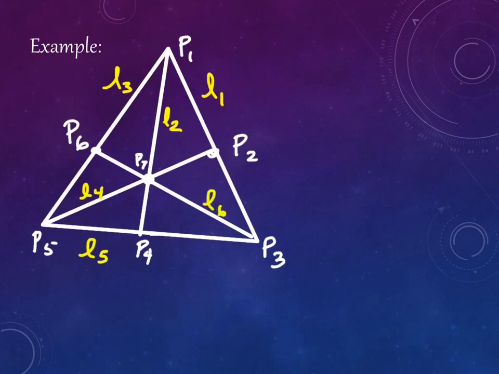And then you notice I'm missing a line, right? What line am I missing? Yeah, the infinity line, the one that went through here. And that infinity line is line L7.